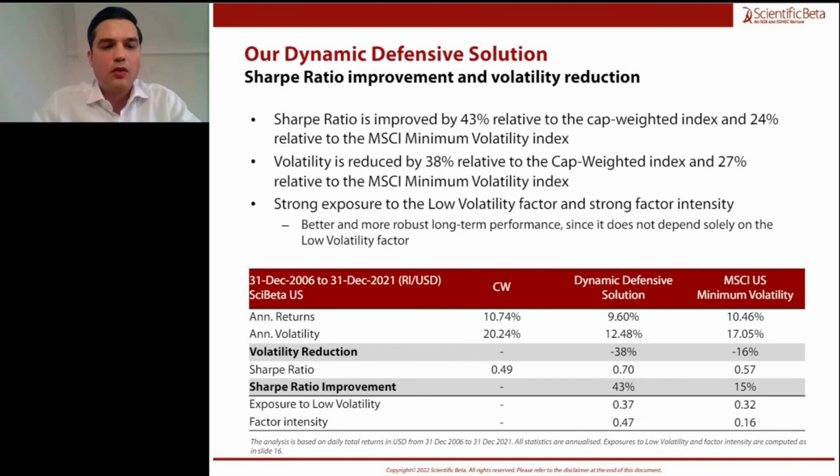Now, in terms of long-term returns, you can see here that the dynamic defensive is able to reduce average volatility in terms of annualized volatility numbers by 38% relative to the cap-weighted benchmark, whereby a traditional defensive portfolio will only do that by 16%. So this means that you get a very nice Sharpe ratio improvement, very high at 43%, whereby the min vol portfolio can only give you an extra 15% of Sharpe ratio.